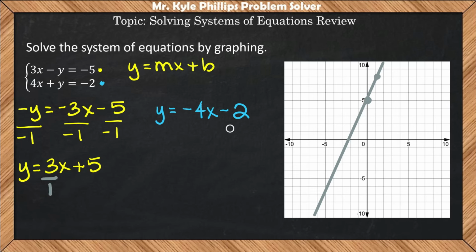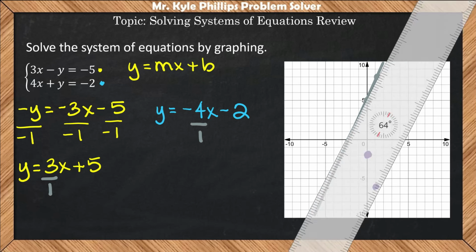For my next graph, I'll put my y-intercept at negative 2. So I'll start at 0 and go down to negative 2, and put my first dot. And this slope is negative 4. So remember that all slopes are technically fractions. This is negative 4 over 1. So from negative 2, I'll need to go down 4. So I can go down 1, 2, 3, 4 to negative 6, and then go to the right 1. There are my two dots, so now I can draw my line.